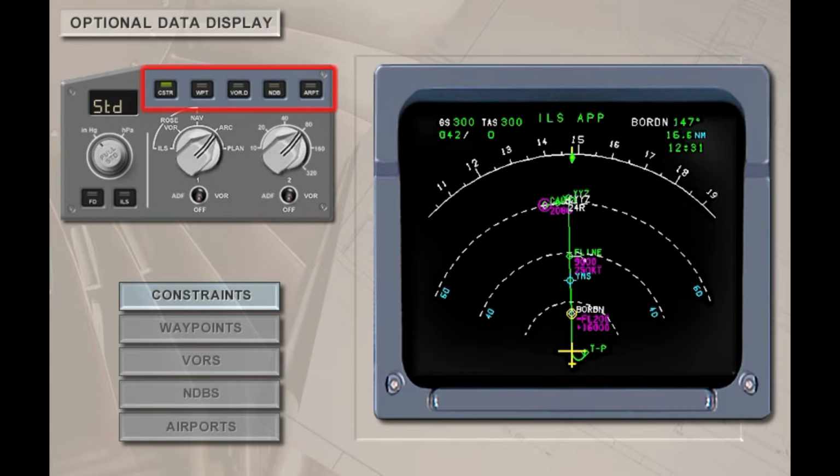The optional data display push buttons on the top of the EFIS control panel, when pressed, are used to display information on altitude and speed constraints, database stored waypoints, and stored VOR, NDB, and airport locations. Only one push button can be pressed at a time and is available only in the plan, ARC, or ROSE nav modes. Touch an optional data display push button, then the right arrow to continue.